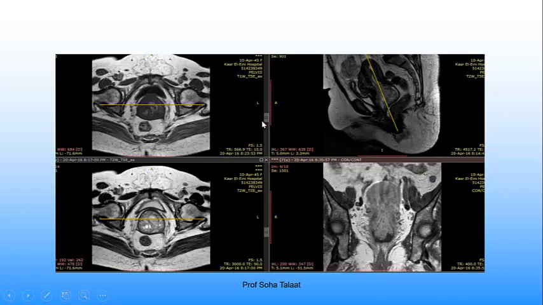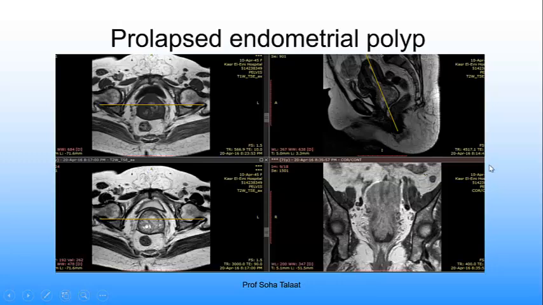And this is our case. If you can see, this is an intracavitary mass, the broccoli sign. This is the pedunculated prolapsed mass, but this mass is relatively hyperintense to the myometrium, and it shows cystic changes. So this is with polyp. There are cystic changes present in it. So this is a prolapsed endometrial polyp.